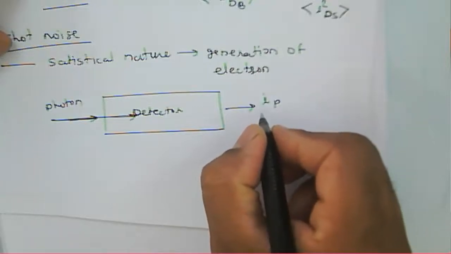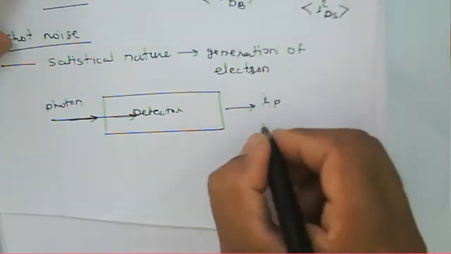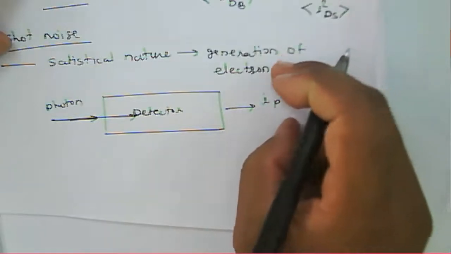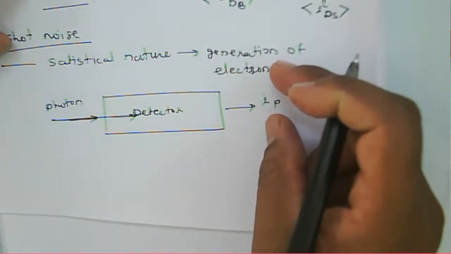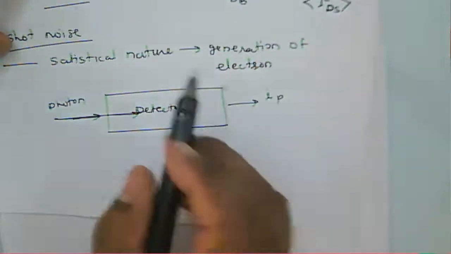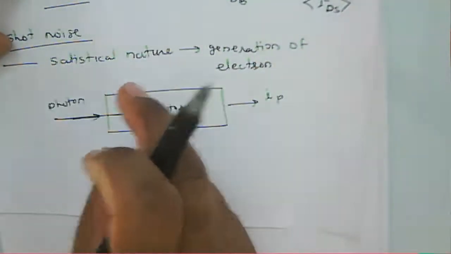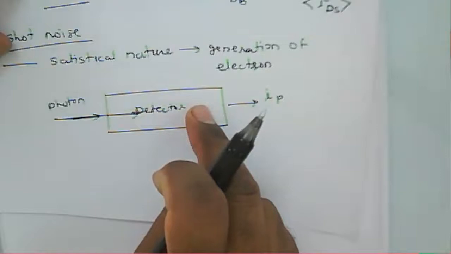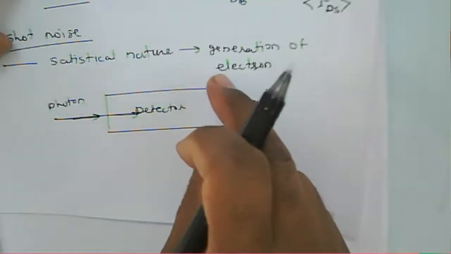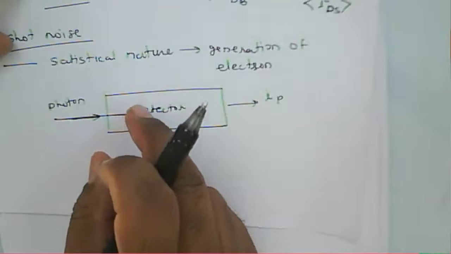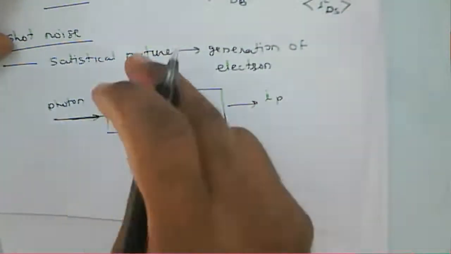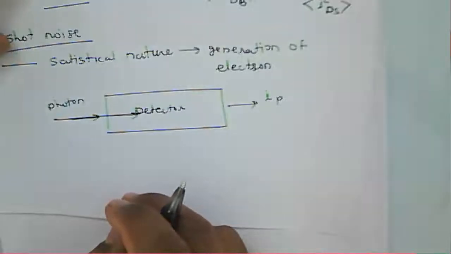The value of this photon current depends upon the modulation index, or we can say what your input to this detector will be, and then the equivalent circuit. In the equivalent circuit, what are the various components in the detector?